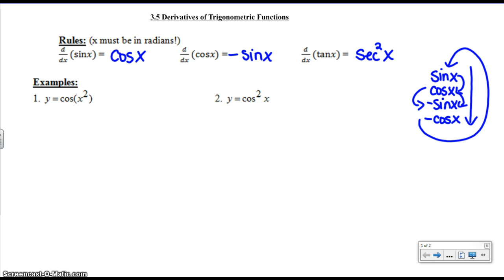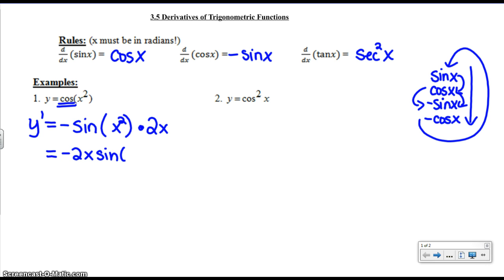So let's look at example 1. Y equals cosine of x squared. So this is actually going to involve the chain rule because we have the function x squared inside the cosine function. We're going to start by taking the derivative of the outside function, which is the cosine. So the derivative of cosine is negative sine. And just like any other chain rule problem, you're going to leave the inside function alone, and then you're going to say times the derivative of the inside function. The derivative of x squared is 2x. And generally people would write this negative 2x sine of x squared, but you don't have to.